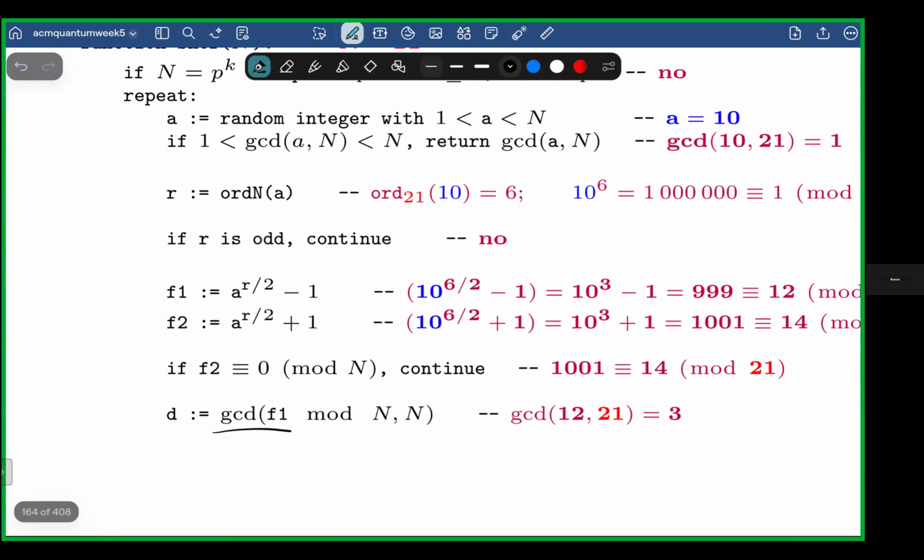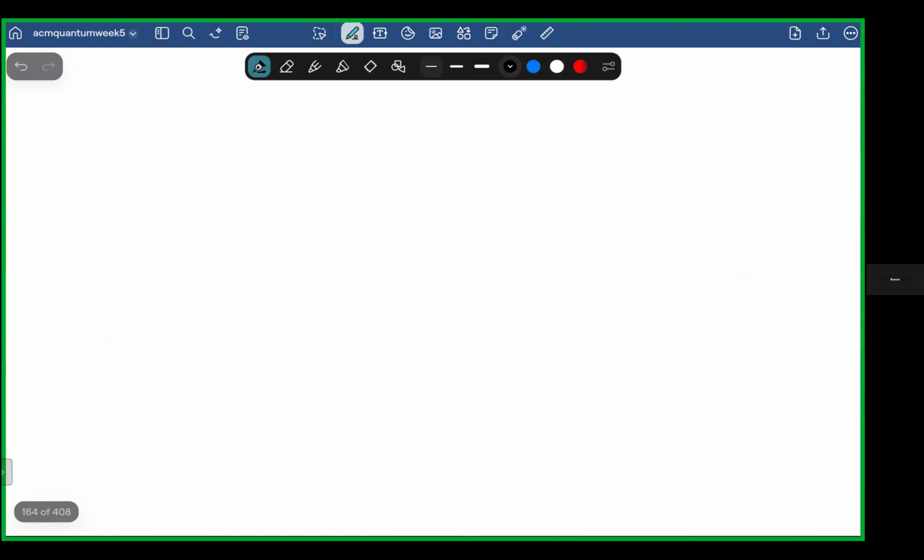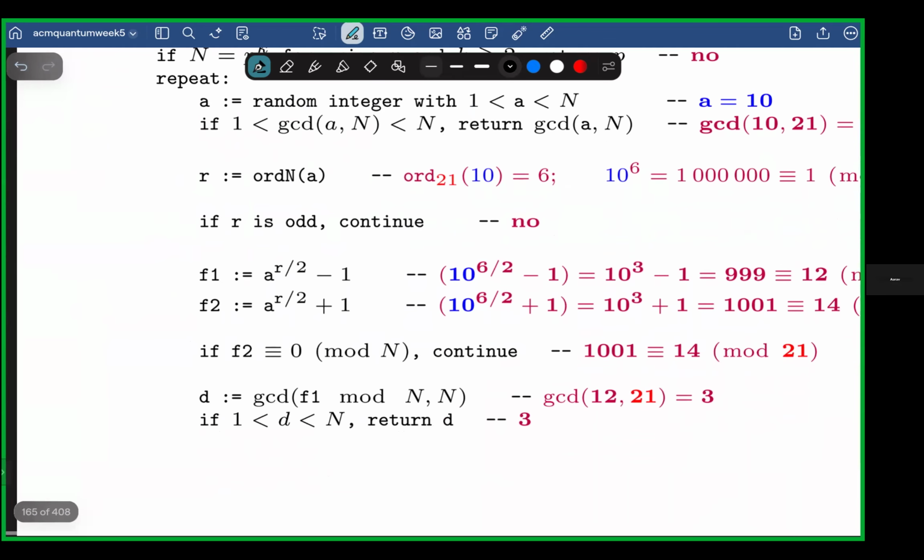Then we find the GCD of F1. Actually, this mod n does not need to be there, but it makes this look nicer. Then you find the GCD of that F1 with n, and that ends up being 3, and that's your factor, because it's greater than 1. Does that example make sense?